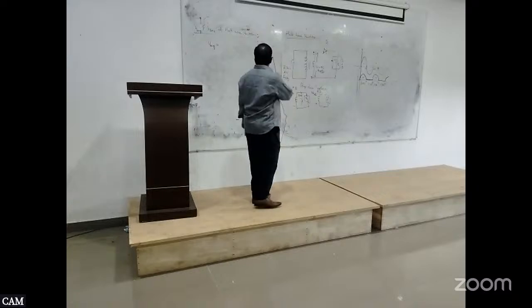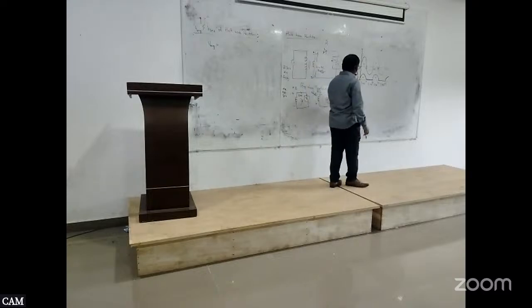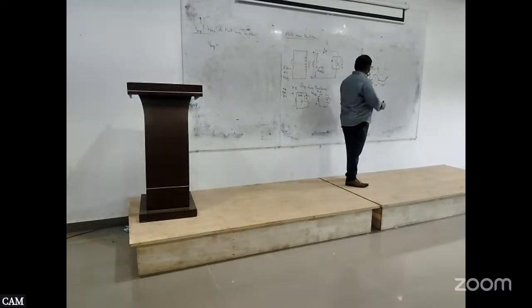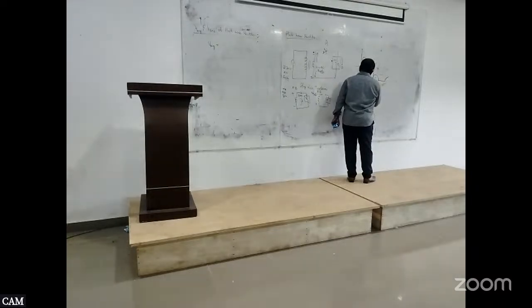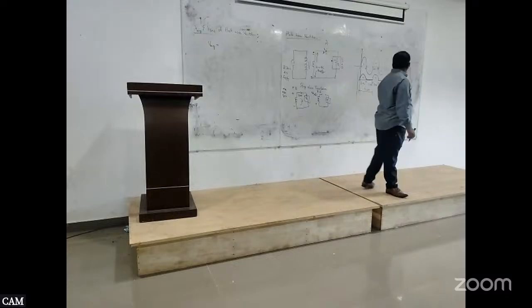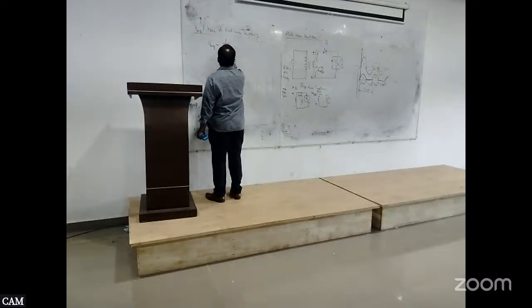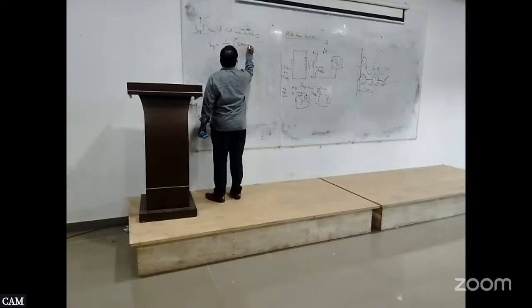So V average, what is the formula for this? What is the time period of this waveform? How much? 2 pi. The time period of this waveform is 2 pi. So now V average is equal to 1 by 2 pi integral 0 to 2 pi Vm sin omega t d omega t.